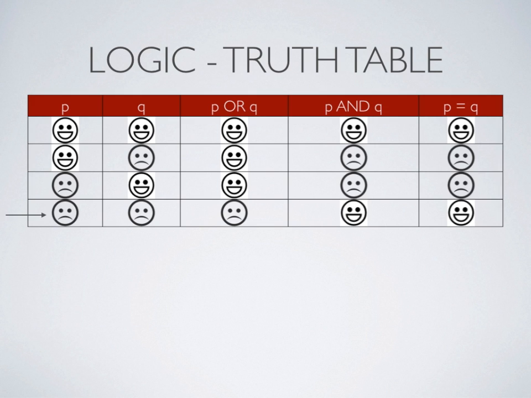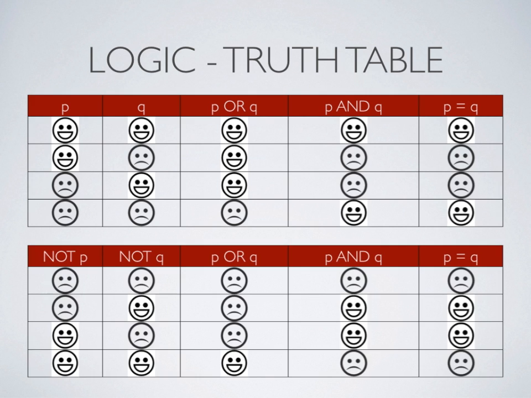And now with our last row, we can see that both P and Q are sad, so our OR argument is going to be sad as well, because neither one of them is happy. Our AND argument, on the other side, will be happy because both arguments are the same. Both of them are sad, so we are happy. And with our P equals Q condition, we're going to see that again we're going to be returning happy due to the fact that both P and Q are the same, sad.